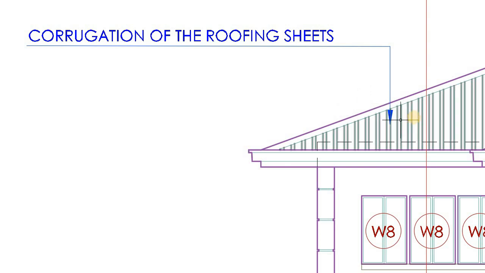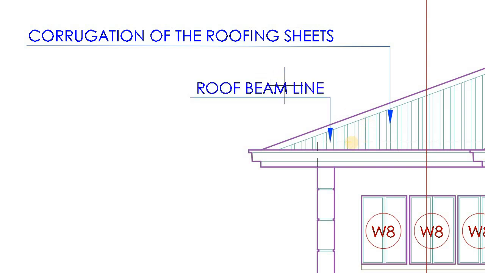We have here the green lines, very thin lines. These are the corrugations of the roofing sheets. In your drawing, you can draw the spaces in between them as 2 mm, or 2 millimeters, depending on the roofing sheets that you are going to use. Next, this hidden line here is the hidden part of the roof beam line.